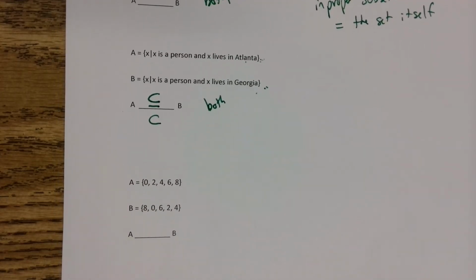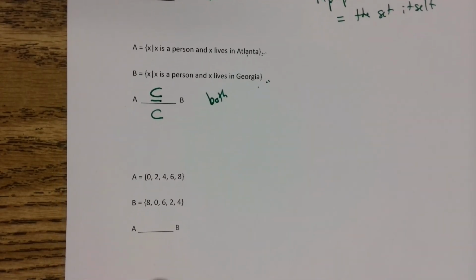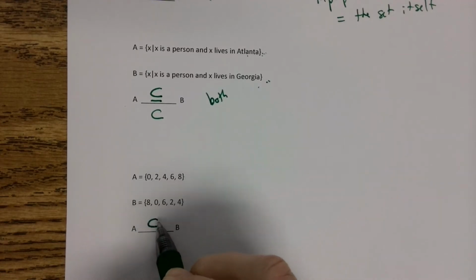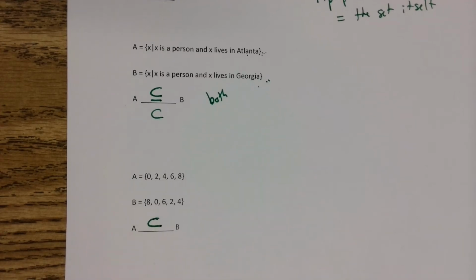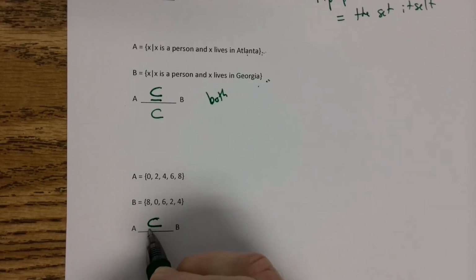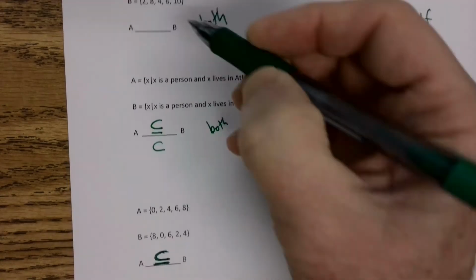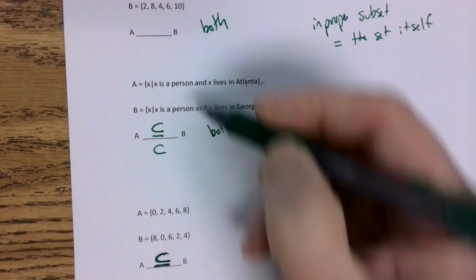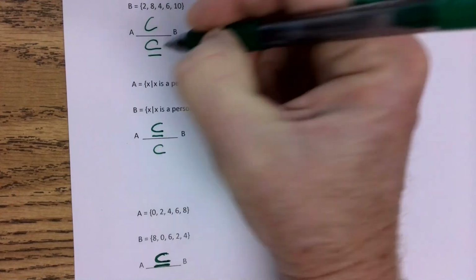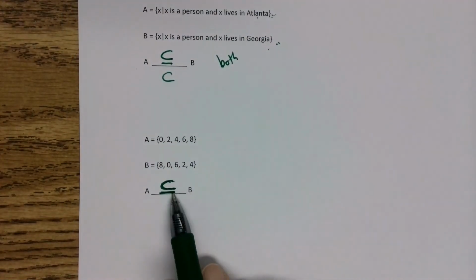And this last one is the one that you can't do both, because these are the same set. Therefore, it's the improper subset. I think I screw this up every single time. It's not that one. It's that one. So this is both. This is both. And this one is just a subset.